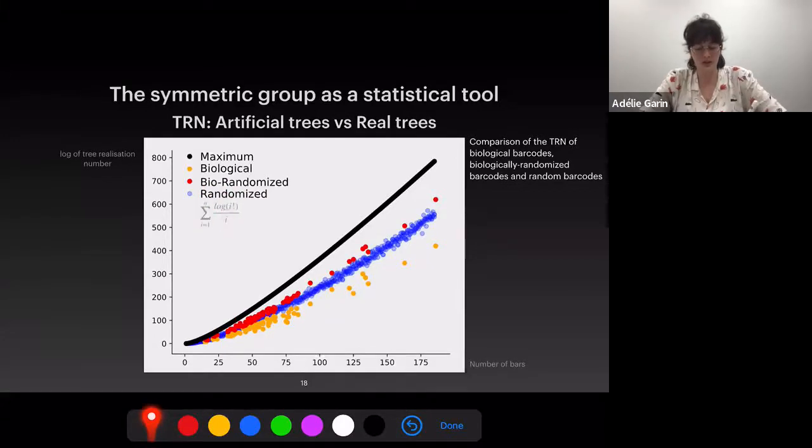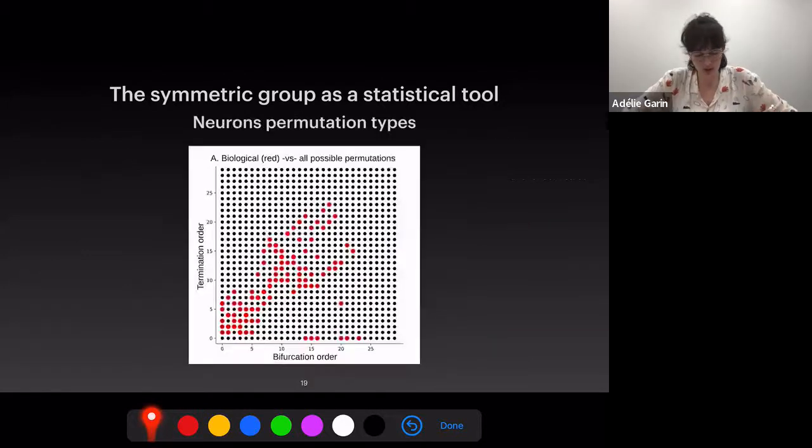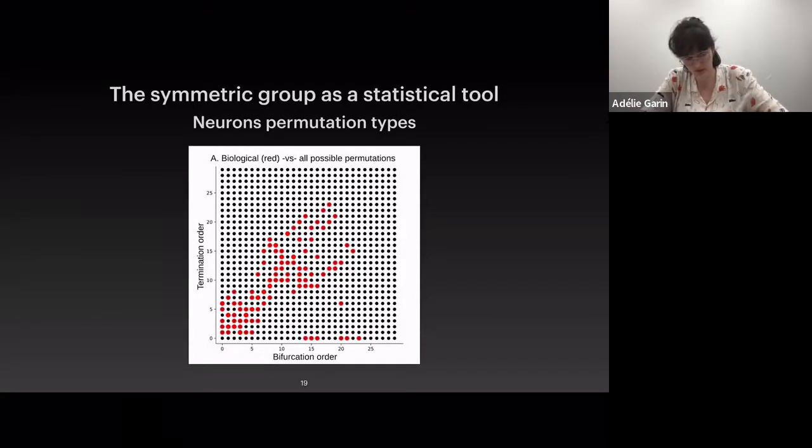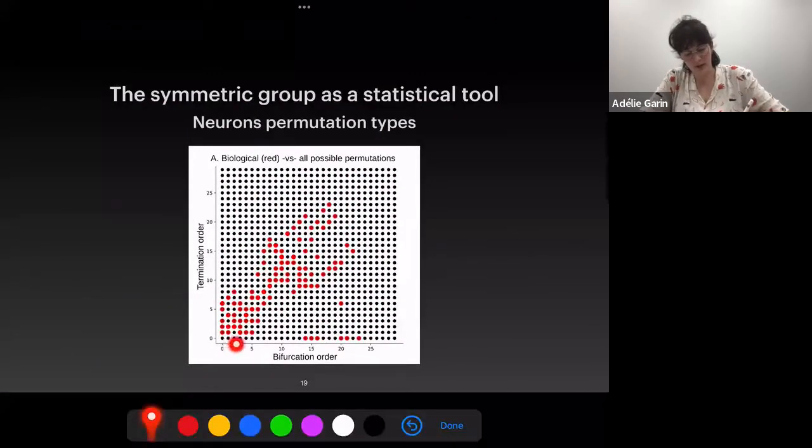This is the curve that we see here in blue, which can be computed to be this. So it's kind of nice to see that the symmetric group, I mean, the permutations associated to barcodes of neurons, are not uniform, at least. Another thing that we can do is just look at the permutation type of barcode. So this is really the neuron permutation type: bifurcation order against termination order.